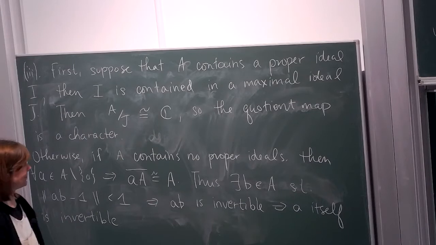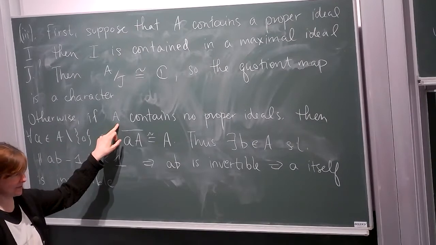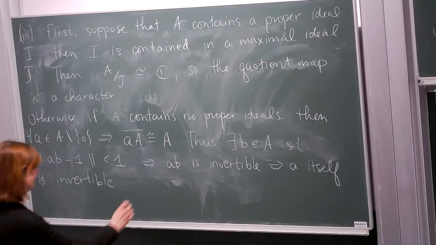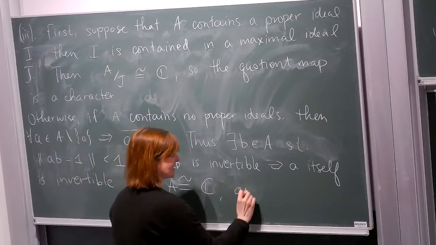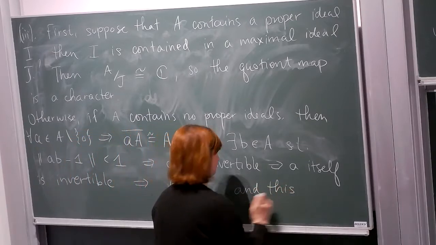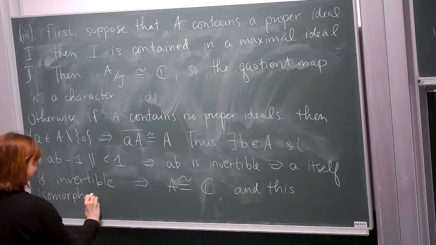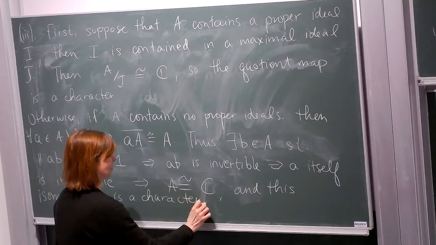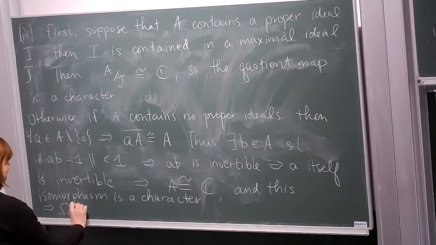Okay, so what have we shown here? Every non-zero element in our unital commutative C-star algebra is invertible. So we saw last time that that means that A has to be isomorphic to C. And this isomorphism is a character. So whether or not A contains an ideal, we have shown that the character space is always non-empty.